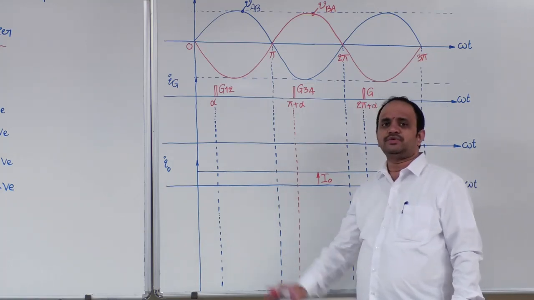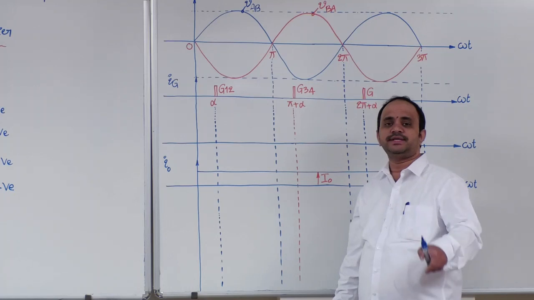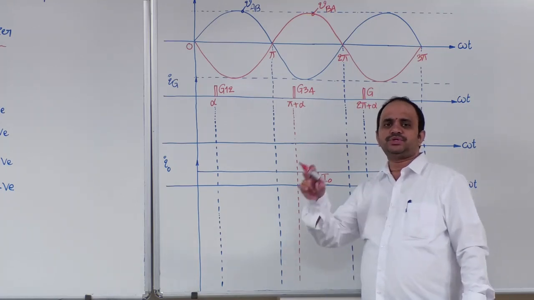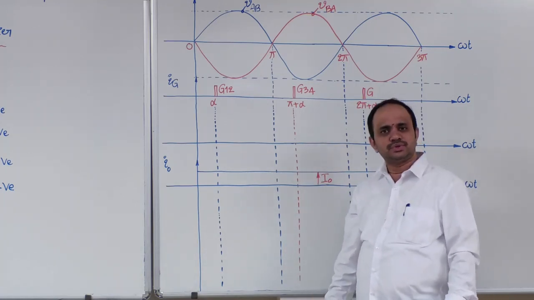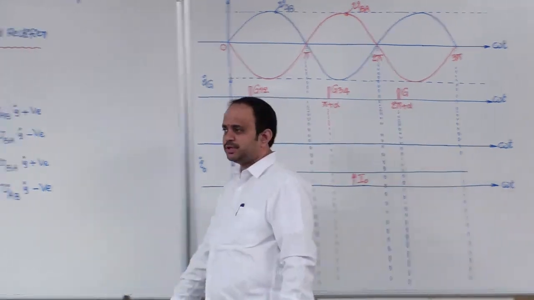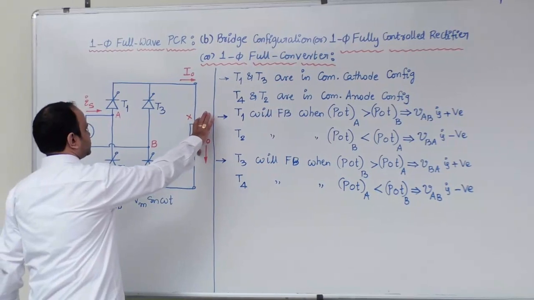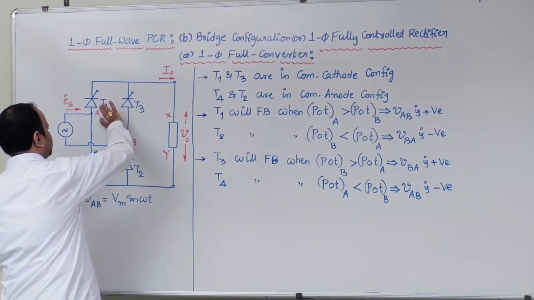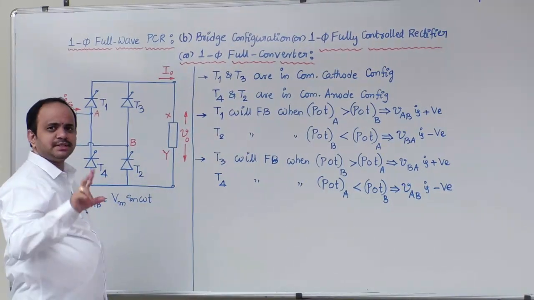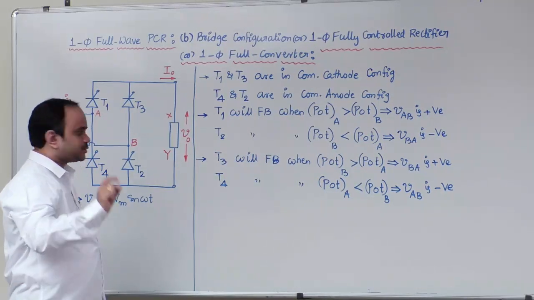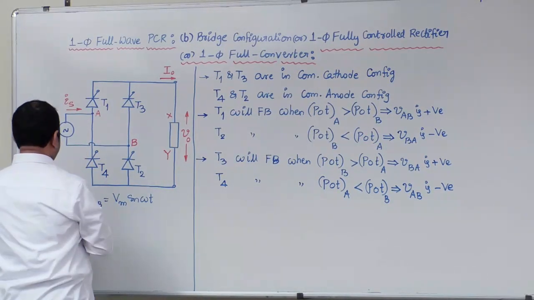For load current to flow always, what is the requirement? The load should always be connected to the source. That is possible if you look into this circuit diagram. The XY terminals will always be connected in between source terminals A and B. Now follow carefully here.